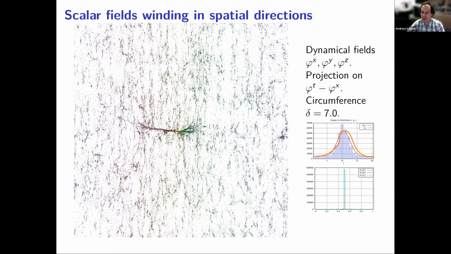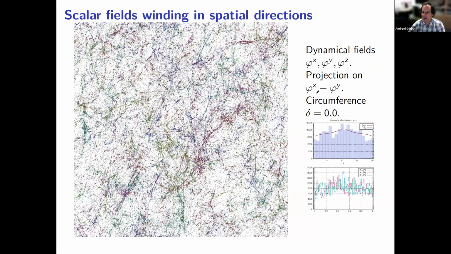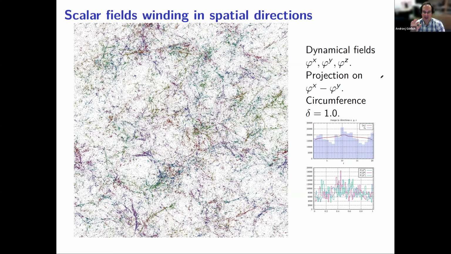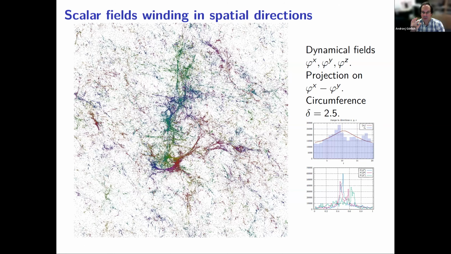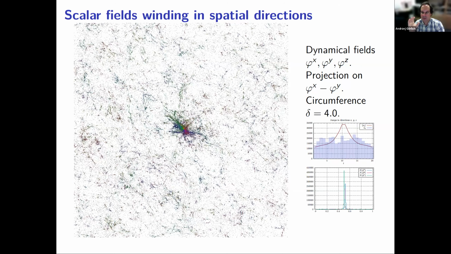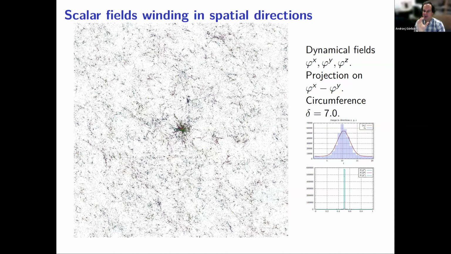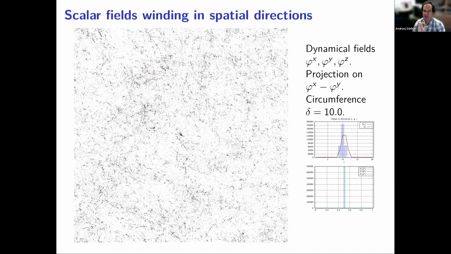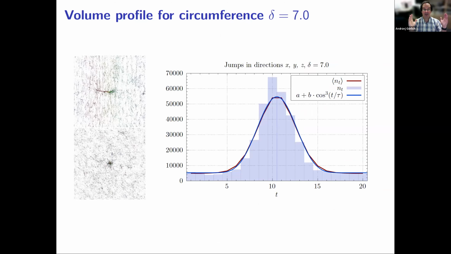And now let us look at exactly the same pictures, but from the other side. So now it's a projection on phi x and phi y. No scalar field, delta is equal to 1, and it increases. We observe localization in space, and then this localization only increases. Okay, and so let's look more closely when delta is equal to 7. If you look at the volume profile, it is again very well described by the cosine cubed formula.